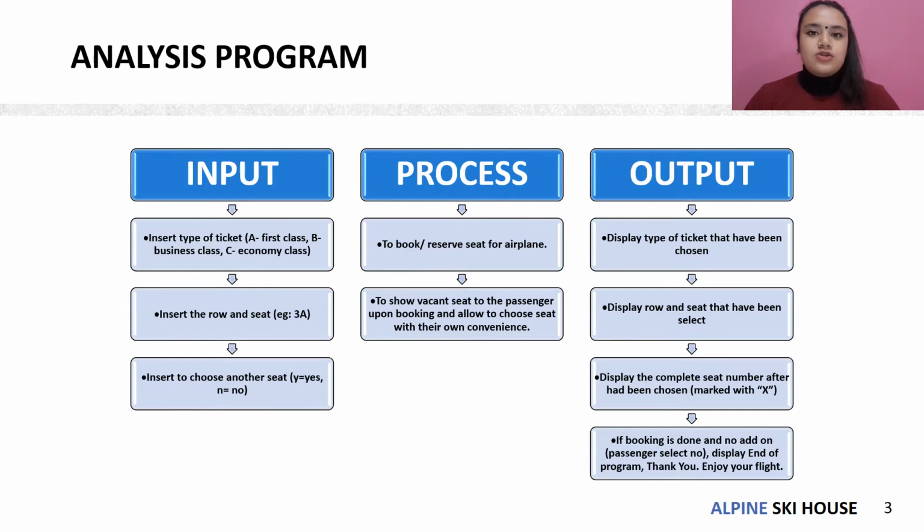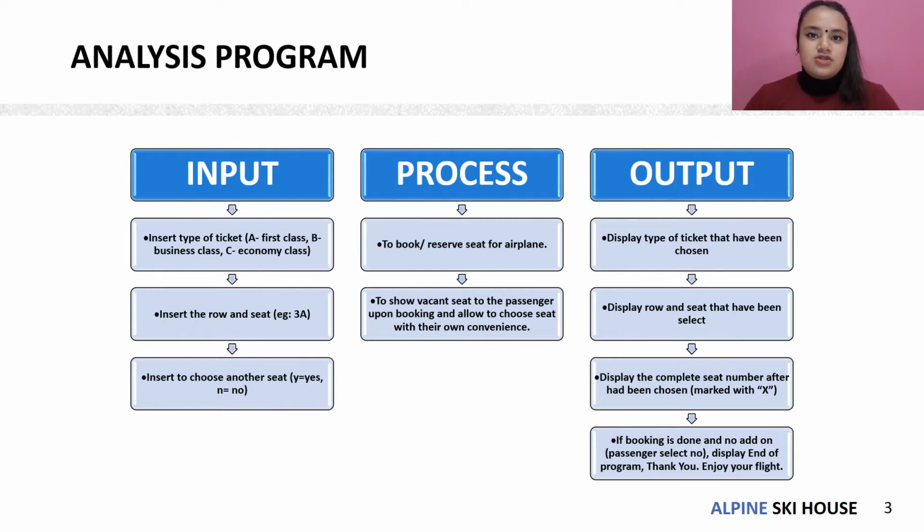Then we go to the process. What will the process of this program do? The process is to book and reserve seats in this airplane and to show vacant seats to the passenger upon booking, and this allows them to choose a seat at their own convenience. And the final part is the output.